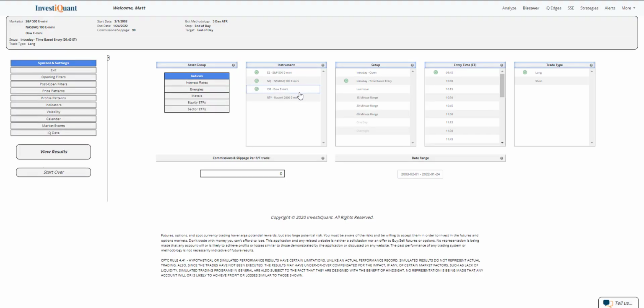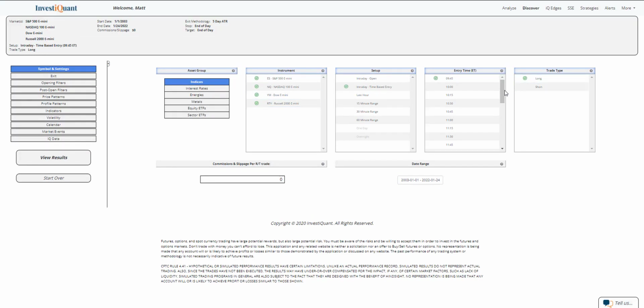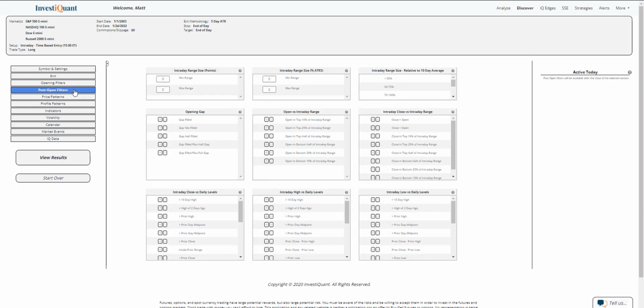Let me go ahead and select all four instruments. The setup will be based upon entering the market long at 3 p.m. Eastern Time, exiting at 4:15 p.m. Eastern Time. And for this study, what we're going to look at is trading below the open, but in the top half of the intraday range.